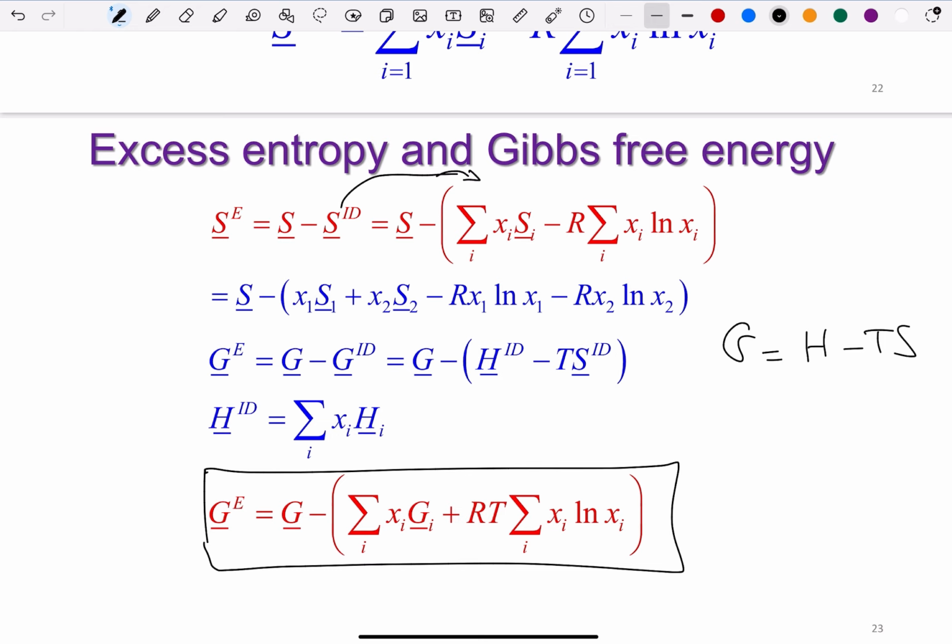Okay, now how do you define the mixing property? I'm going to ask this several times: excess property, mixing property, because I'm going to introduce another parameter in a few minutes. How did we define mixing property? With delta, big delta. This was excess. Excess always is between real mixture and ideal mixture.